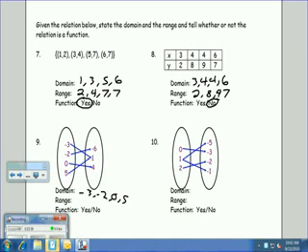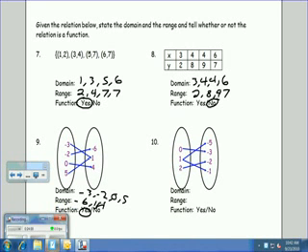The range is -6, 1, 4. Is that a function? Yes. There's only one arrow coming from each X value, so it is a function.